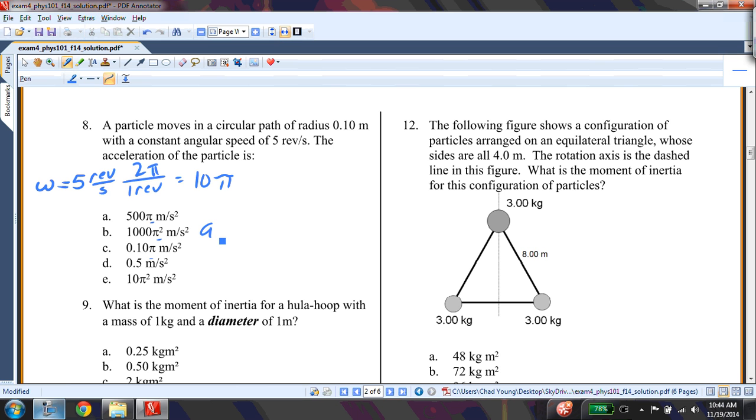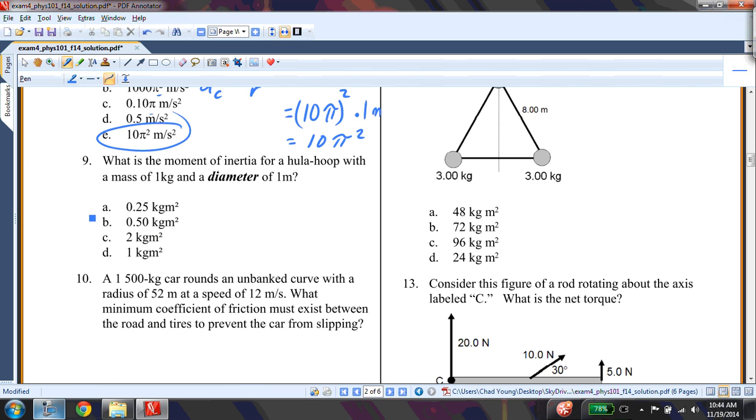My centripetal acceleration is v squared over r, but since v is equal to omega r, this can also be omega squared r. So that is 10 pi squared times r, which is 0.1 meters. So that is 100 times 0.1, that's 10 pi squared. So that's the answer, which is E for number 8.